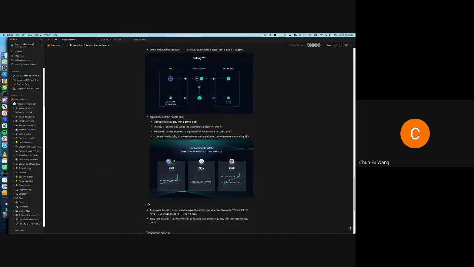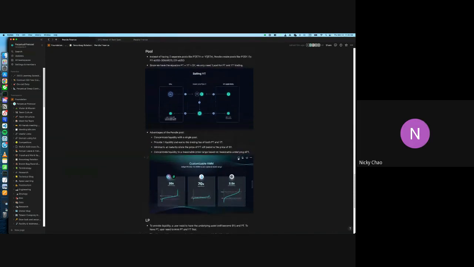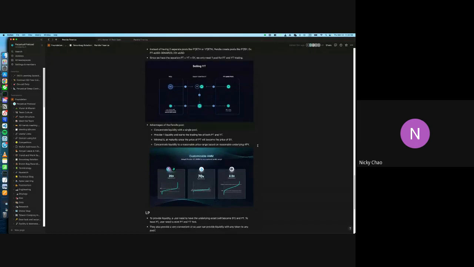Yeah, so providing liquidity basically earns you the swapping fee. People trade PT and YT using the pool, so you can get the swapping fee.